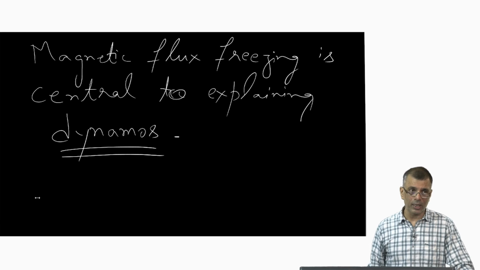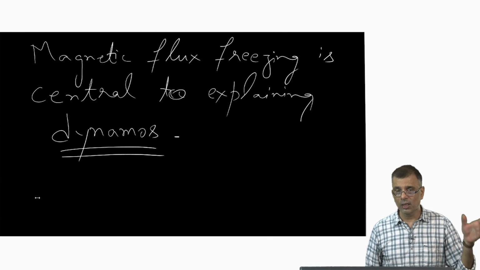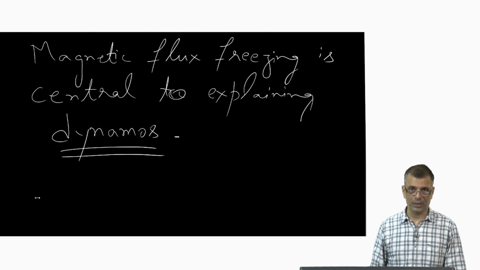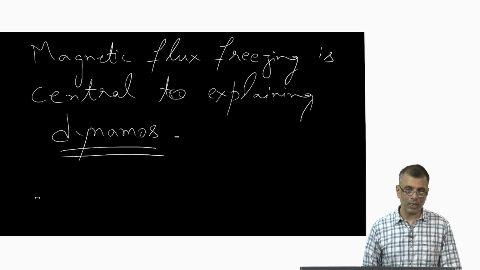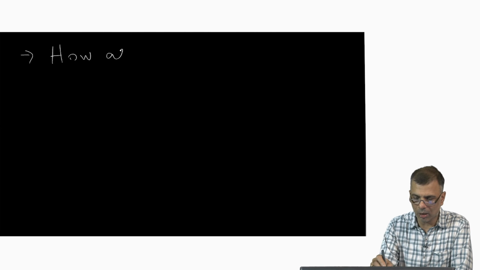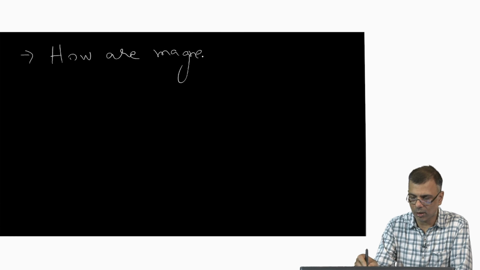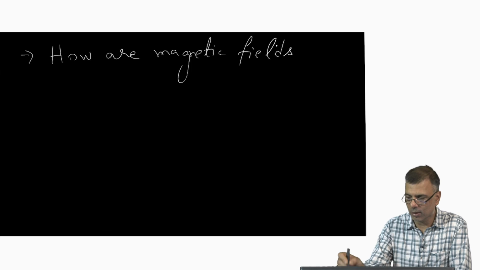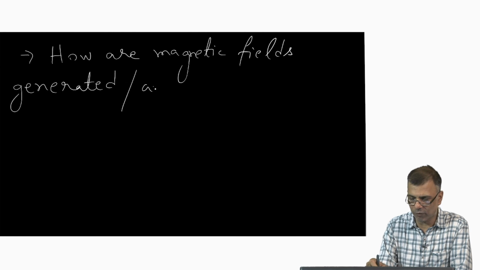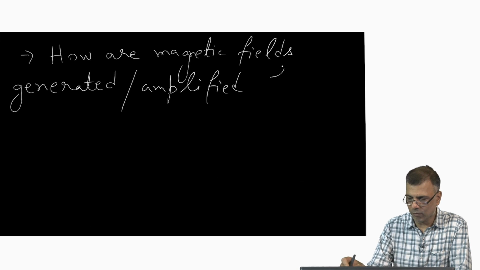And if you put in the numbers, you will find that for expected values of resistivity, the magnetic fields that we observe have no right to be there. They should really have decayed away long ago. How are they there? That is the question at the heart of dynamos. So, what is the mechanism that generates them? The question that an astrophysical dynamo theory should address is: how are magnetic fields generated or amplified from small seed fields?